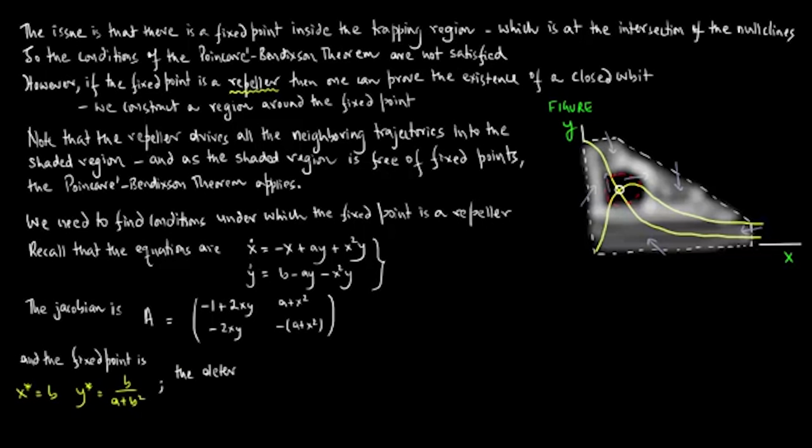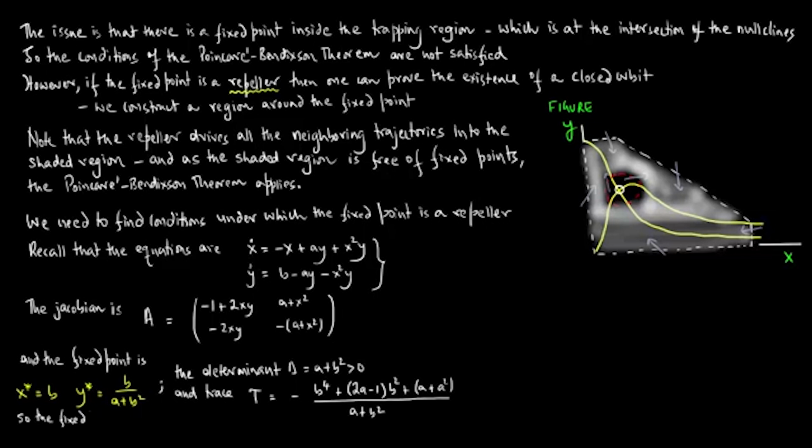The determinant of the system, delta, is equal to a plus b squared, which is greater than 0, and the trace, tau, is equal to minus b to the 4 plus (2a minus 1) times b squared plus a plus a squared, divided by a plus b squared. And so the fixed point is in fact unstable for tau greater than 0 and will be stable for tau less than 0.